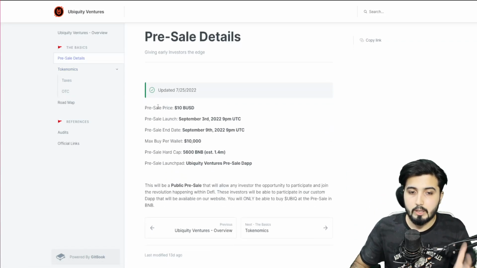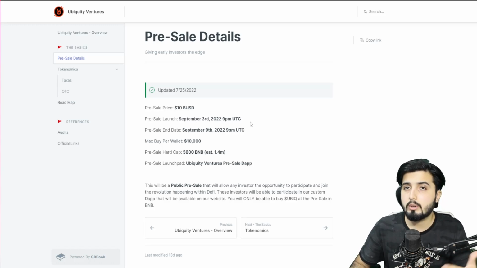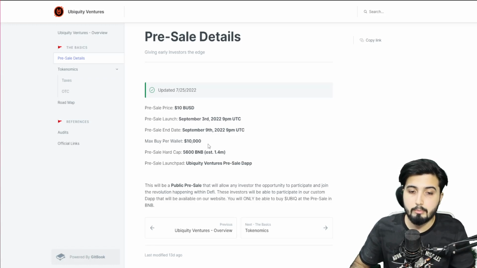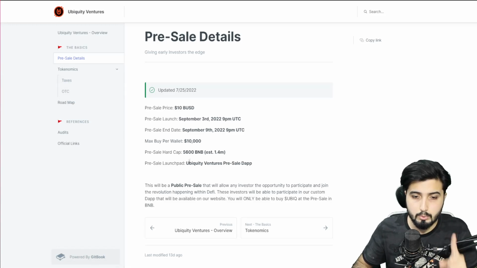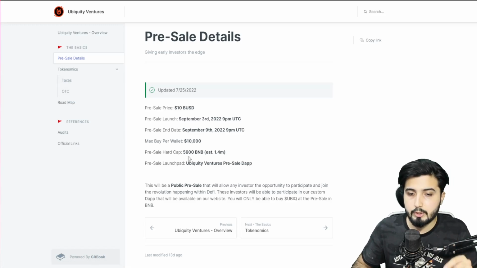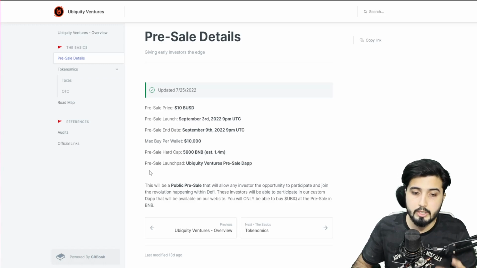Now, the pre-sale price is 10 BUSD. It is going to launch on 3rd of September and it is going to end on the 9th. The maximum per wallet is 10,000. There's actually a limit of how many you can sell per transaction or per day, so we're going to talk about that as well. This is the hard cap, which is 5,600 BNB, an estimated $1.4 million. And the launchpad is going to be the Ubiquity Ventures pre-sale app, so you can do it directly from there.